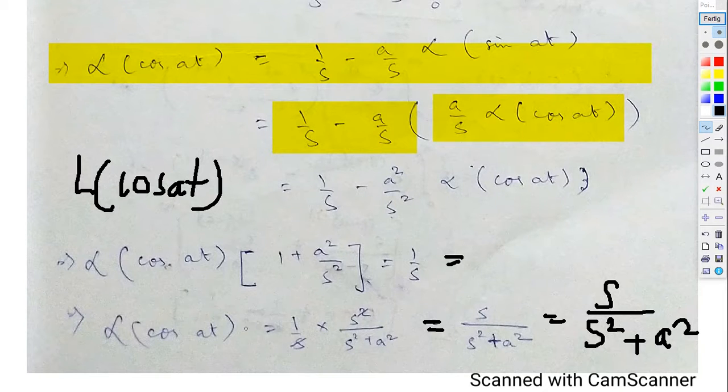Now that we have found the Laplace of cos at, again we need to find the Laplace of sin at. Having found the Laplace of cos at, we find the Laplace of sin at. For this, let's make a equal to 1.